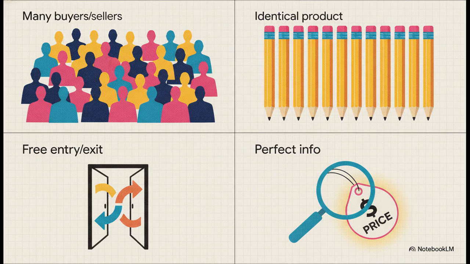First, a large number of buyers and sellers. Second, a homogeneous or identical product. Third, free entry and exit, meaning anyone can start or stop selling whenever they feel like it. And fourth, perfect information. Everybody knows the exact market price. In this setup, it's virtually impossible for any one seller to stand out from the crowd.